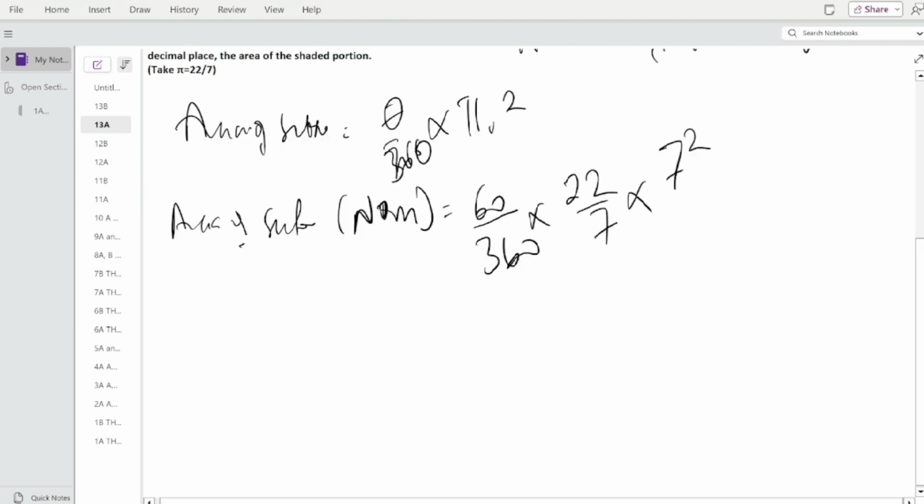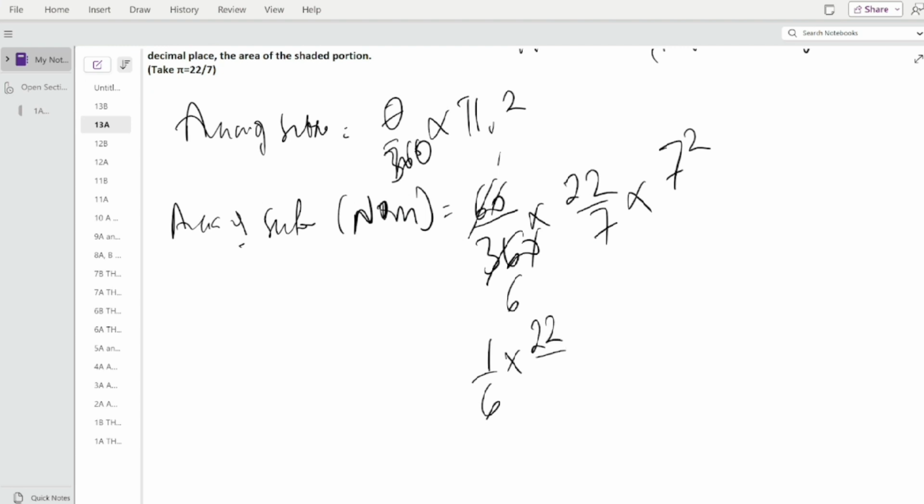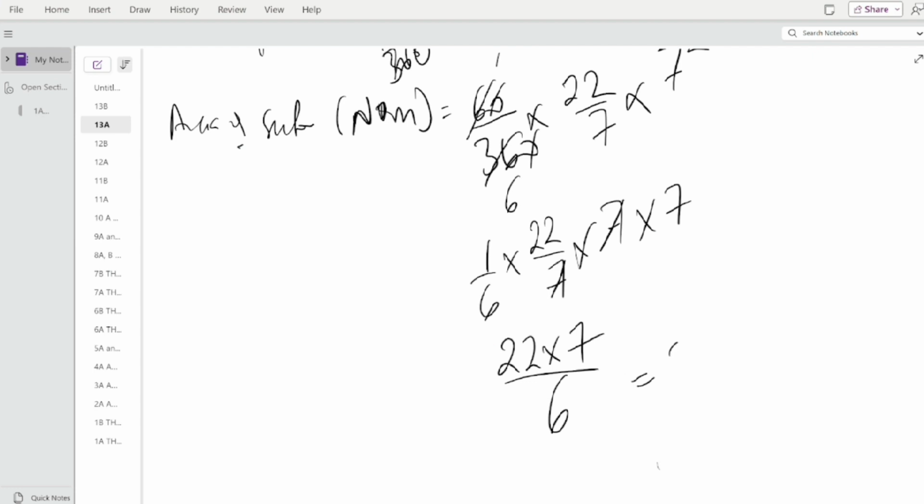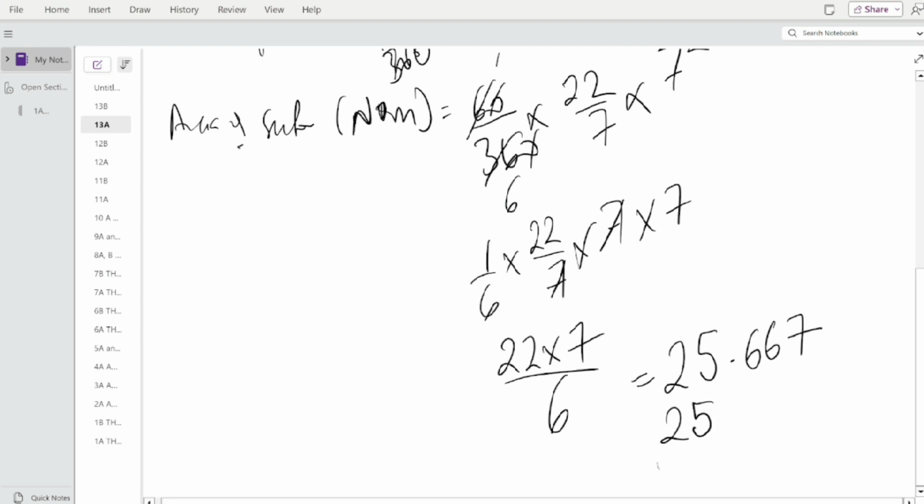We can cut down: the 0 cancels 0, 6 here 1, 6 here 6. We have 1 over 6 times 22 over 7 times 7 times 7. 7 squared is 7 times 7. This 7 can cancel out this 7. So you have 22 times 7 over 6, which would give us 25.667. To 1 decimal place, we'll have 25.7 cm squared.